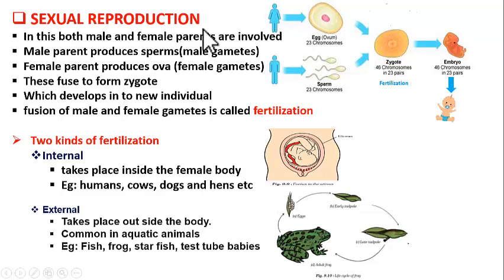Now in sexual reproduction, the process of fertilization is of two types. That is internal fertilization and external fertilization. So what is internal fertilization? What did I say about fertilization? Fertilization means fusion of male and female gametes. So if this fusion of male and female gametes takes place inside the body of the female organism, that is female parent, then that kind of fertilization is called as internal fertilization.